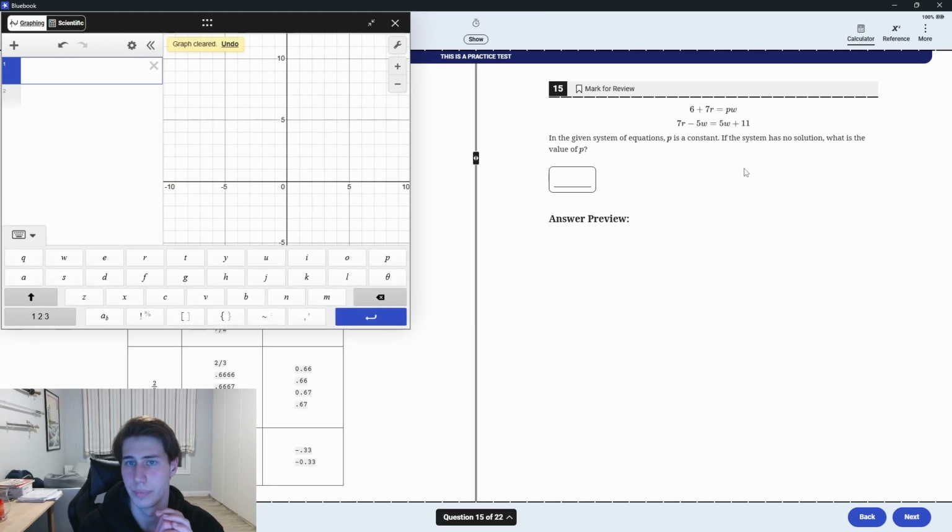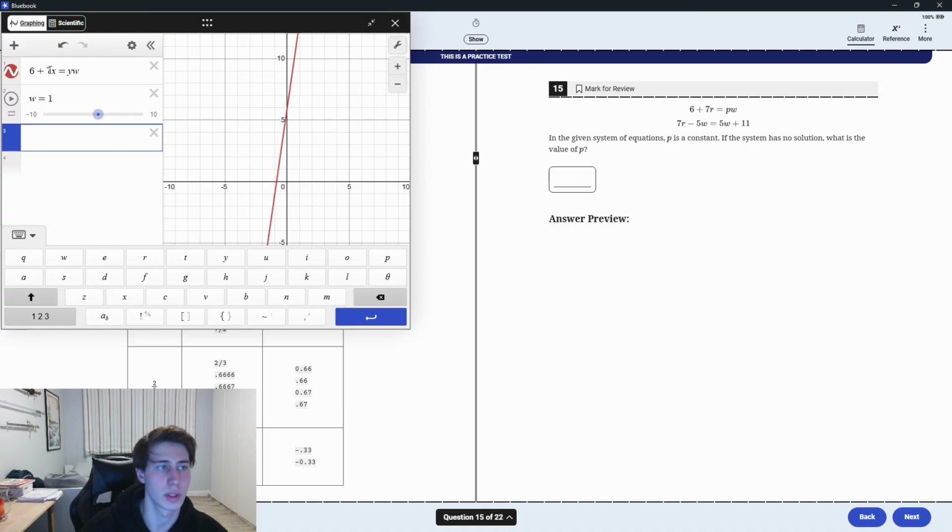Okay, 15. In the given system of equations, P is a constant. If the system has no solution, what is the value of P? Okay. So we're going to just put this into Desmos. And we'll replace R with X and P with Y. And we'll add a slider for W.